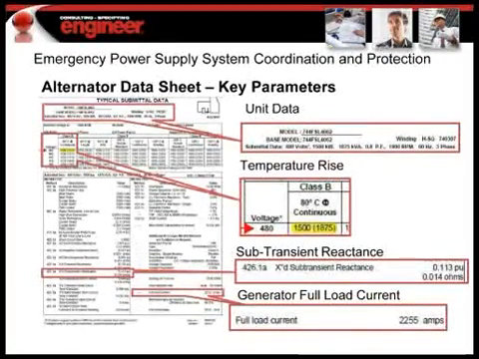There are some key components that you would need to take a look at. The first one would be the unit data, and then also you would need to take a look at the temperature rise, the generator full load current, and then finally the subtransient reactance. I saved that one for last because that one's a little bit more complicated. We'll get into that in depth.